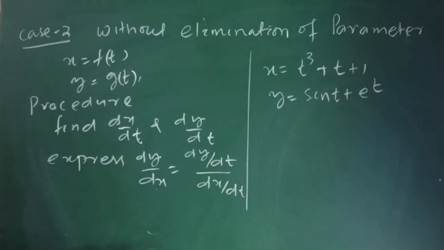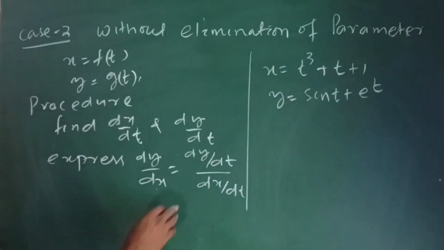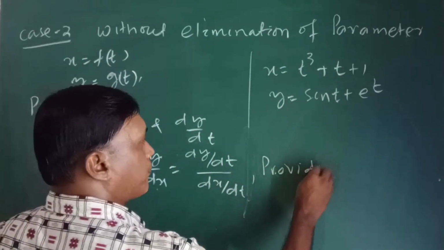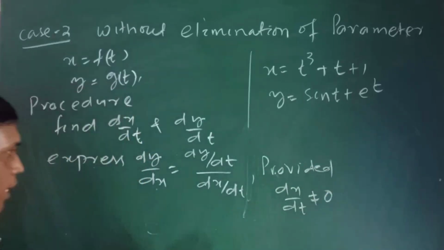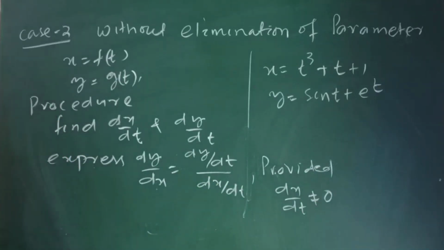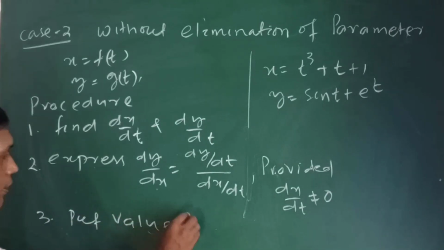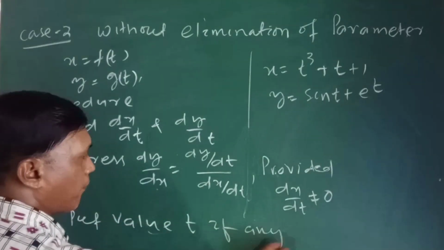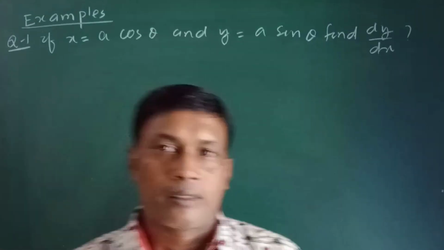So in this way we can find dy by dx in case of where the parameter cannot be eliminated, and provided dx by dt is not equal to 0. As this is the denominator, this should not be equal to 0. And last, put the value of t if any. dy by dx निकालने के बाद अगर कोई वैल्यू होगा t का पुट कर देना. Now some examples.